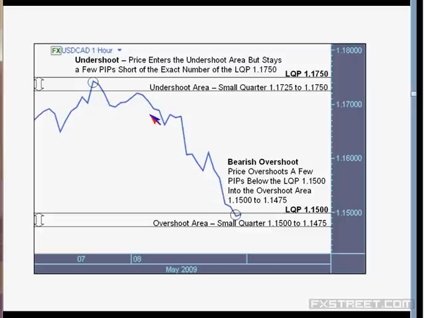Here's the move that takes us to the large quarter point at $1.15. Here, as I mentioned earlier, we have a little bit of an overshoot, meaning that prices have overshot below the large quarter point at $1.15 and have entered the so-called overshoot area, one small quarter of 25 pips between $1.15 and $14.75.